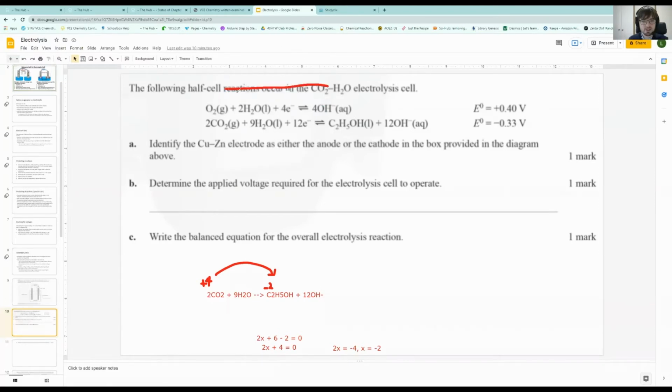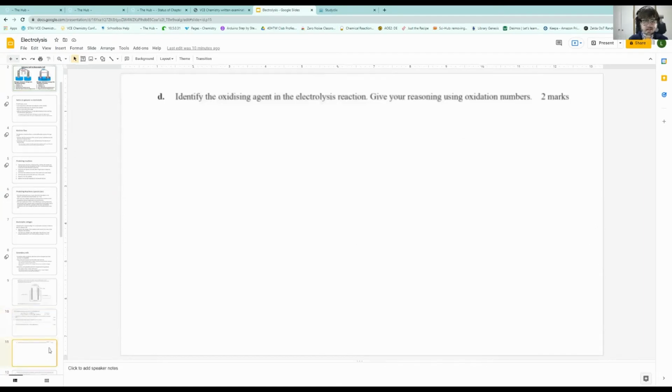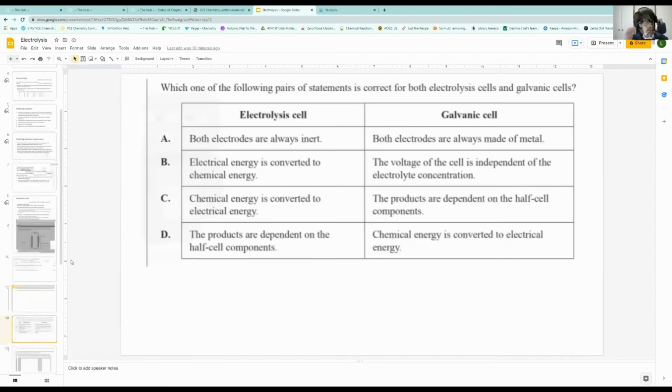Remember, this one is going in this direction. So we've gone from -2 to 0. So therefore, it's increased in oxidation number, which means it's been oxidized, which means it is the reducing agent. So, you don't normally say carbon is the oxidizing agent. We would say that carbon dioxide is the oxidizing agent here.